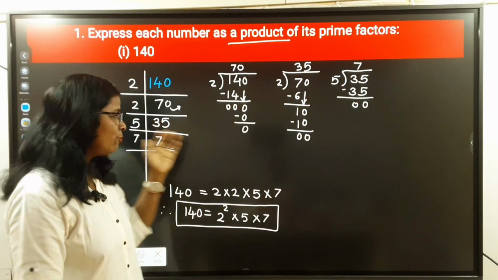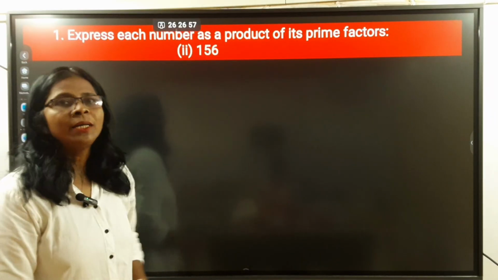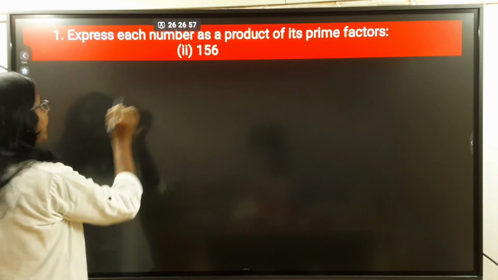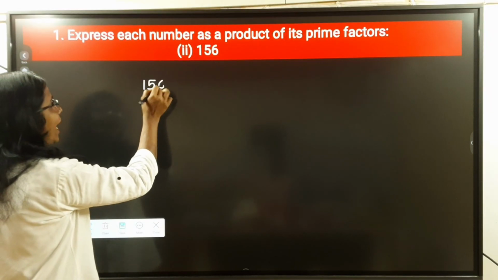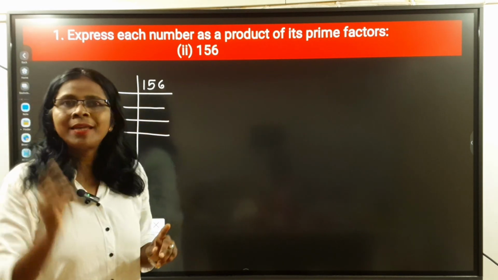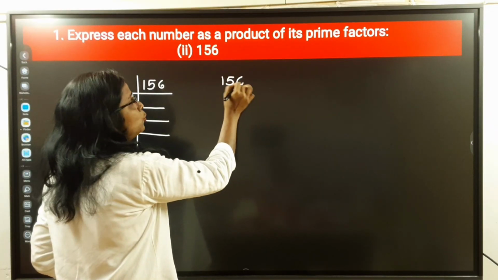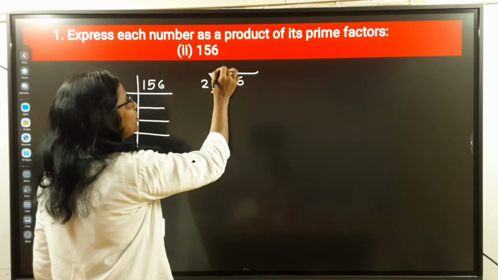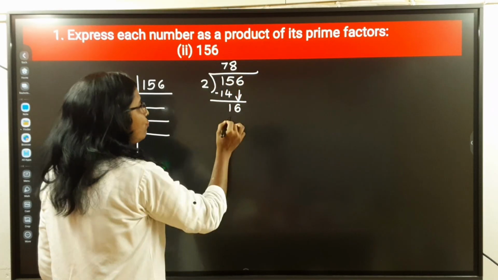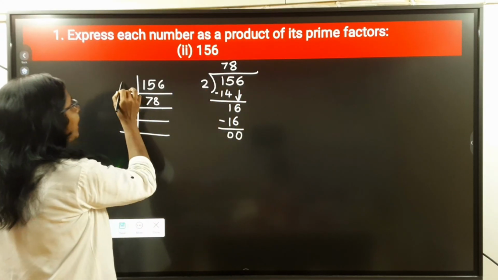Now see the next example. The next example is 156. Let us see how we can solve it. Arrange this 156 in this way. Now see, at the unit place there is a 6, so this number is divisible by 2. 2 sevens are 14. So now we have 78. I write here 78 and here 2.